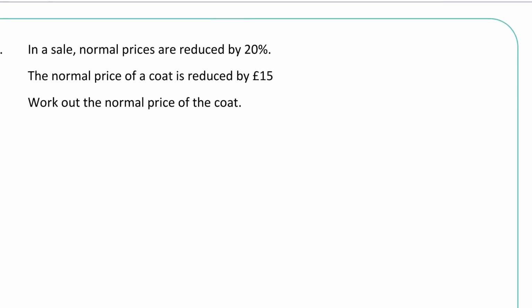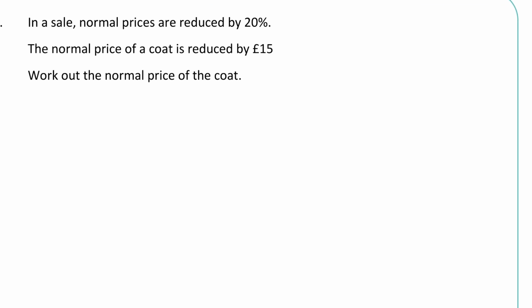Our next question is looking at a reverse percentage, a relatively nice one, because it says in a sale, normal prices are reduced by 20%, and the normal price of a coat is reduced by £15. And I've emphasised that language there because in both it says reduced by. So it's telling us they're the same thing. Work out the normal price of the coat.